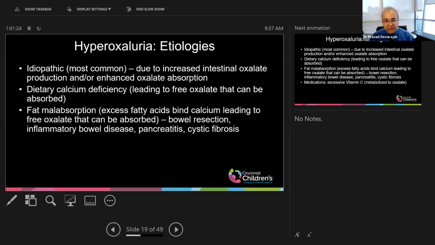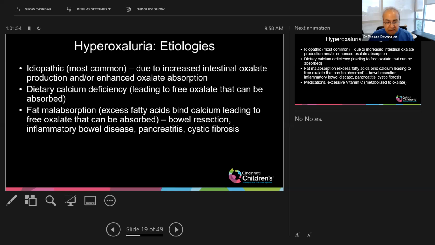Another important reason is fat malabsorption. Same concept. When you have fat malabsorption, you have excessive fatty acids in the gut, and fatty acids very tightly bind to calcium, and they lead to a local gut calcium deficiency. And that again leads to excessive free oxalate, and that gets absorbed. So important fat malabsorption syndromes are seen in patients with bowel resection, inflammatory bowel disease, all forms of pancreatitis, and cystic fibrosis.